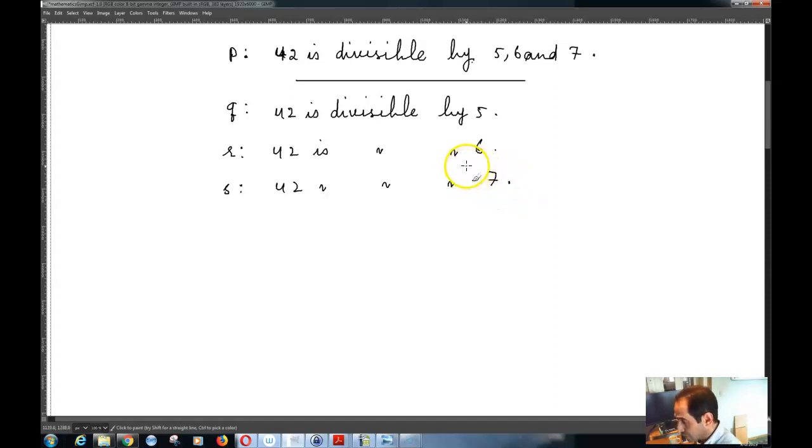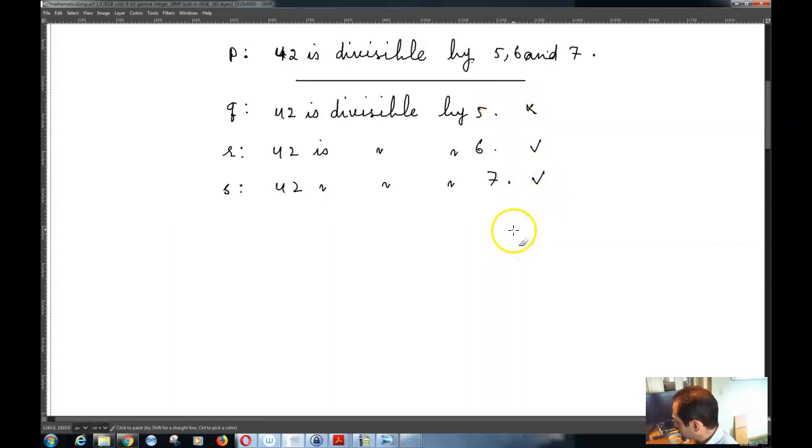Of course, you know that 6 times 7 is equal to 42, so this is true. This is also true, but the first one is false. And the connective used here is and. So the first one is false, while the other two are true.